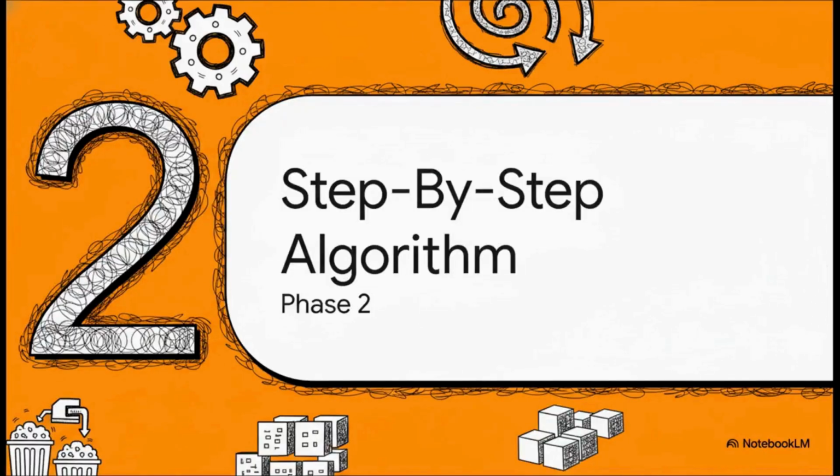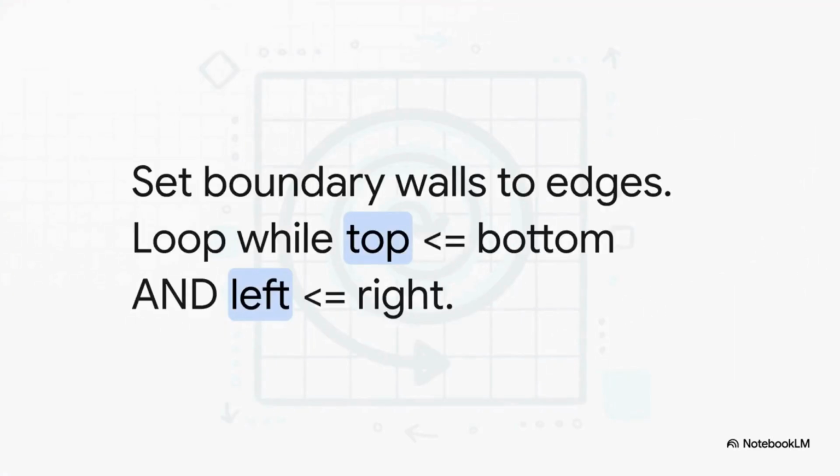Okay, Phase 2, the step-by-step algorithm. Let's actually build this thing. We kick off the algorithm by initializing our boundaries. We basically set our 4 walls at the absolute outer edges of the matrix. So the top is at index 0, the bottom is at the total rows - 1, left is 0, and right is the total columns - 1.